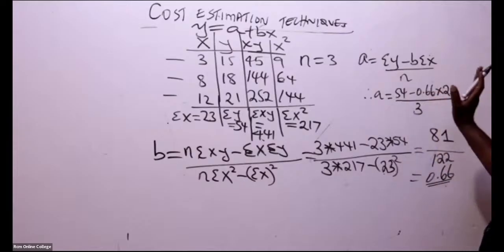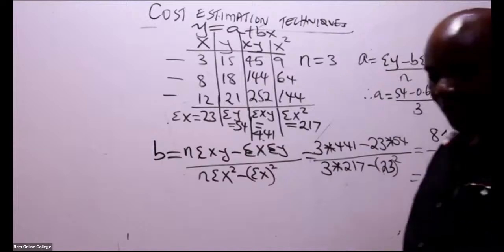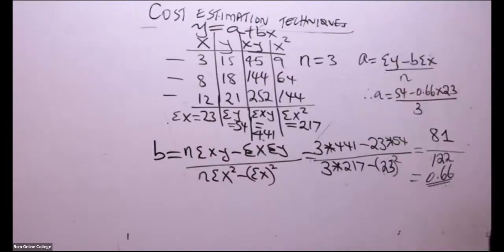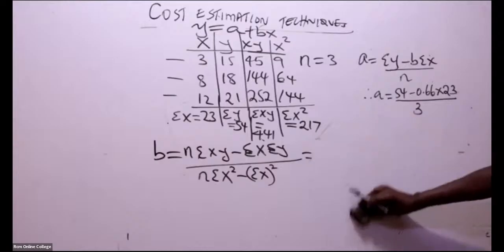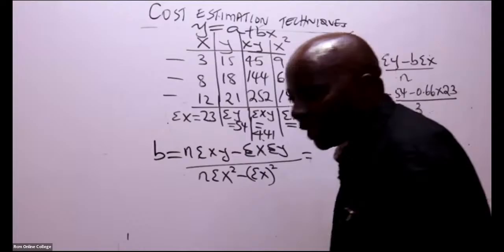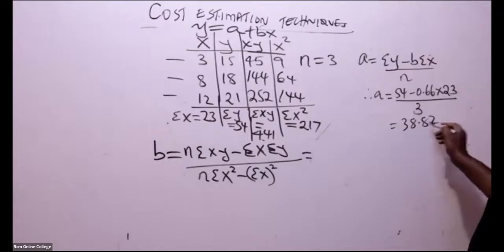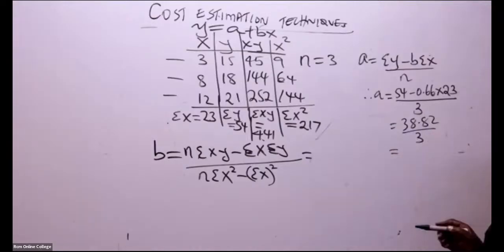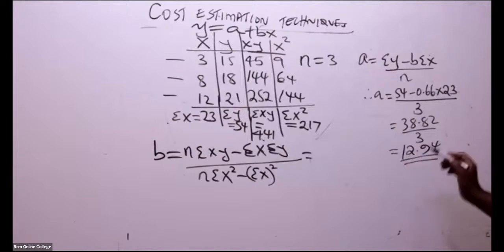Again, get the top line first. So 54 minus 0.66 times 23. What shall we be able to get at the end of the day there? The top line. Are they giving me the final answer? 38.82. So 38.82 is the top number divided by 3. Then the final answer will end up giving us 12.94, isn't it? 12.94.